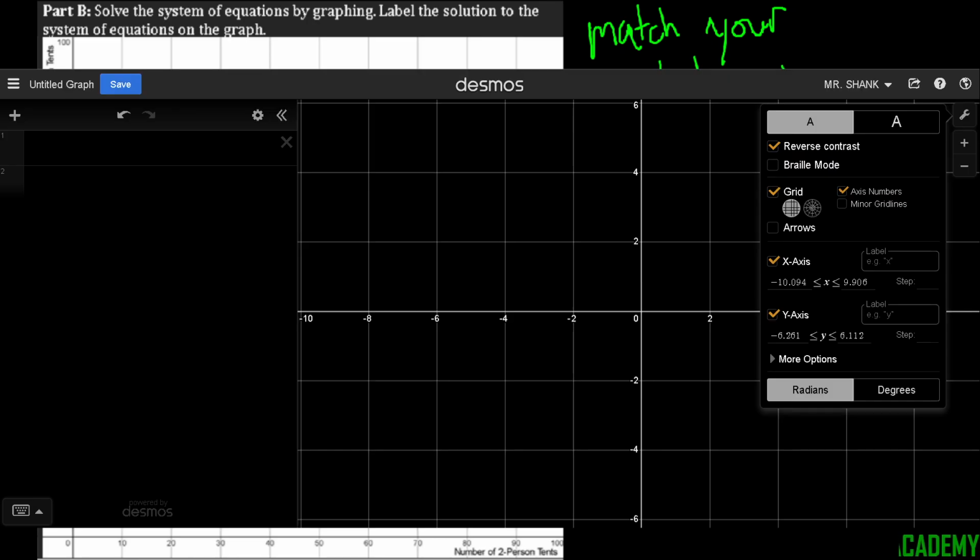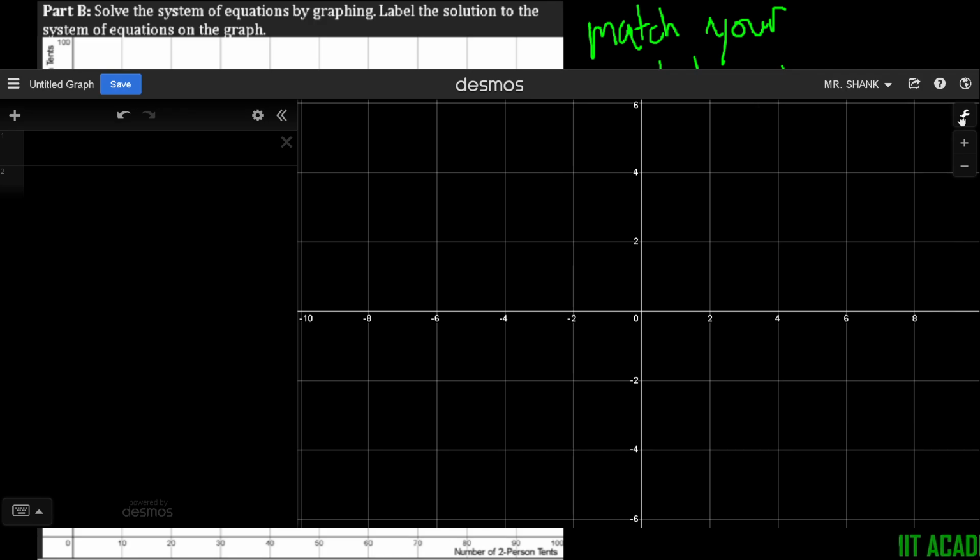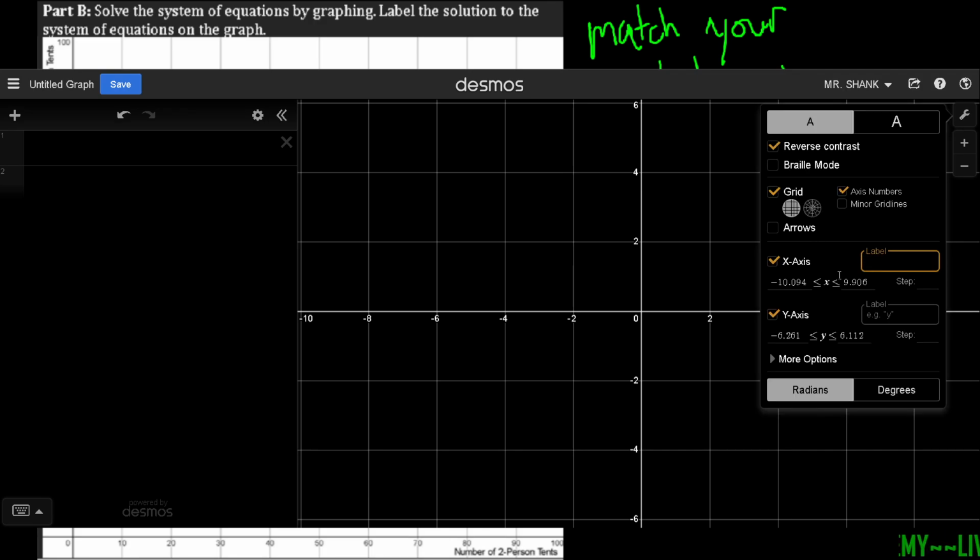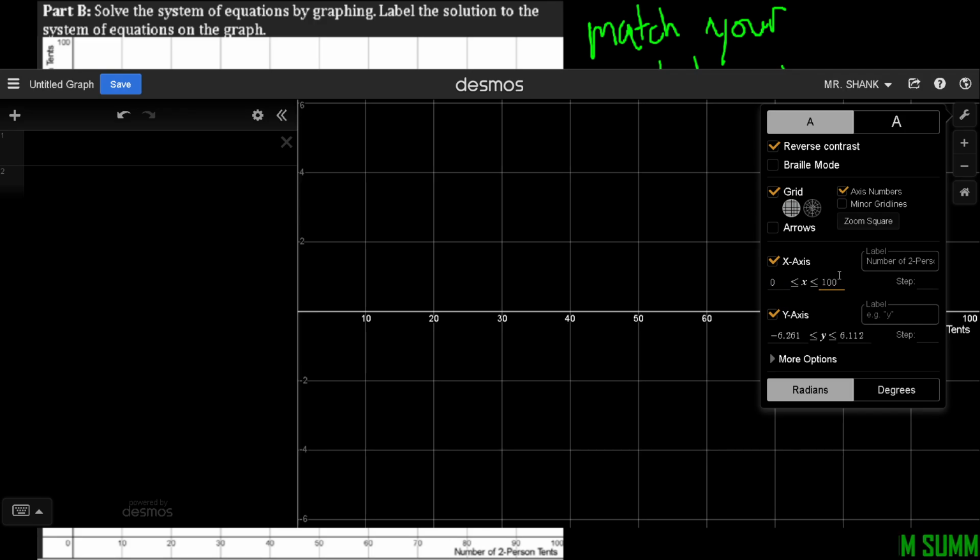So you can hit that reverse contrast if you want your picture to look like that. But what we're going to say is let's label our x-axis as number of two person tents. And we're going to say it goes from 0 to 100, and where it says step, you want to put 10 because it counts by tens. And then similar idea for the y-axis, we're going to say number of four person tents.